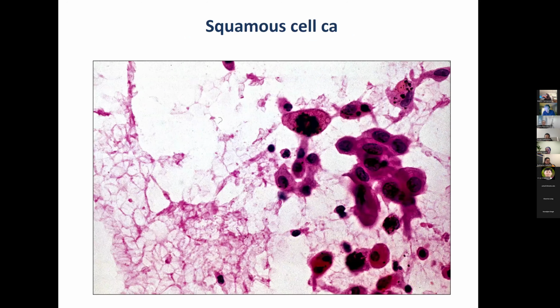Also pretty rare. Rarely you will see a primary squamous cell carcinoma of the breast, and you can recognize squamous differentiation because the Papanicolaou stain is really helpful in highlighting these dense cytoplasmic structures.